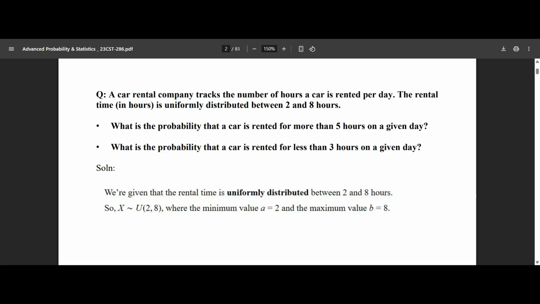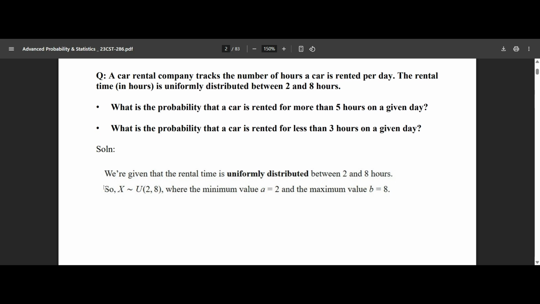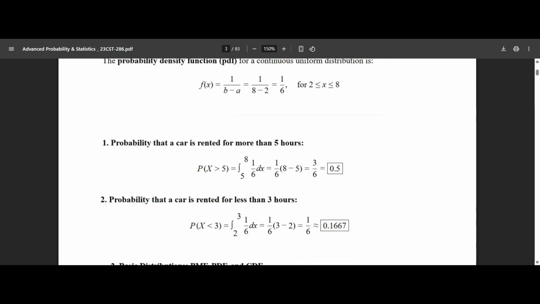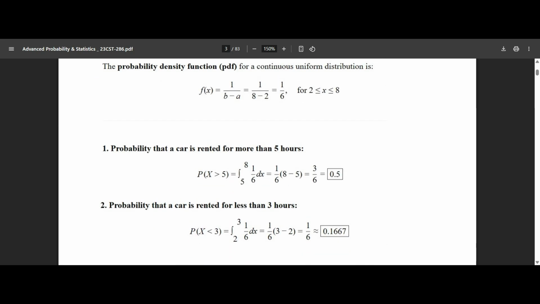Okay, so now this is a uniform distribution lying between 2 and 8. So how do we find the PDF? The PDF of a continuous uniform distribution is f(x) = 1/(b - a). So 1/(8 - 2), that is 1/6. And the probability that a car is rented for more than 5 hours, P(x > 5), is the integration from 5 to the higher limit, that is 8, of f(x) dx. Now, f(x) is 1/6, so integrating dx, we find it to be 0.5.